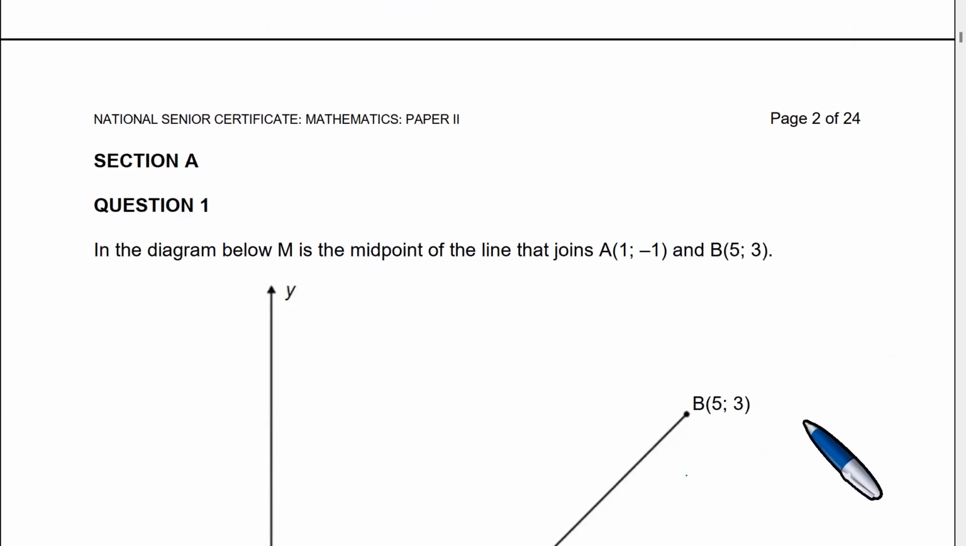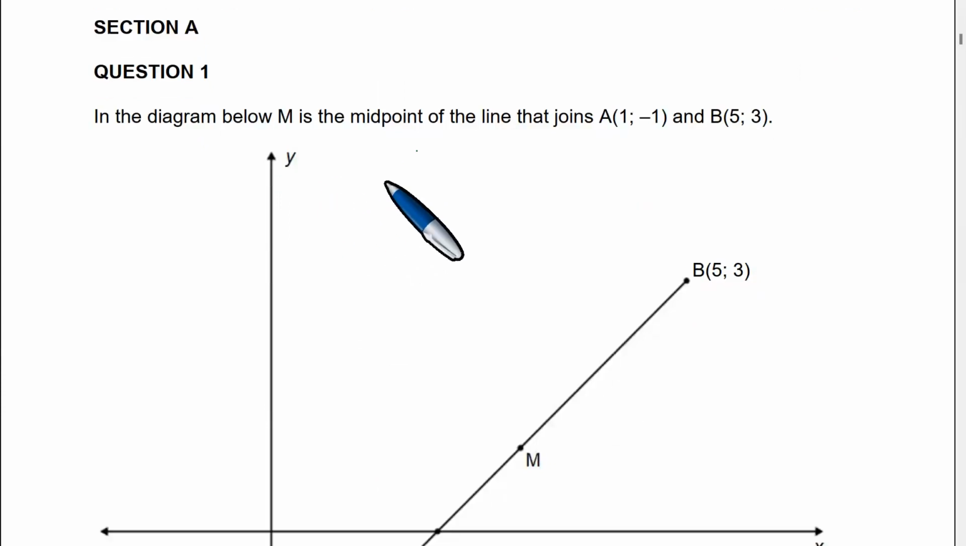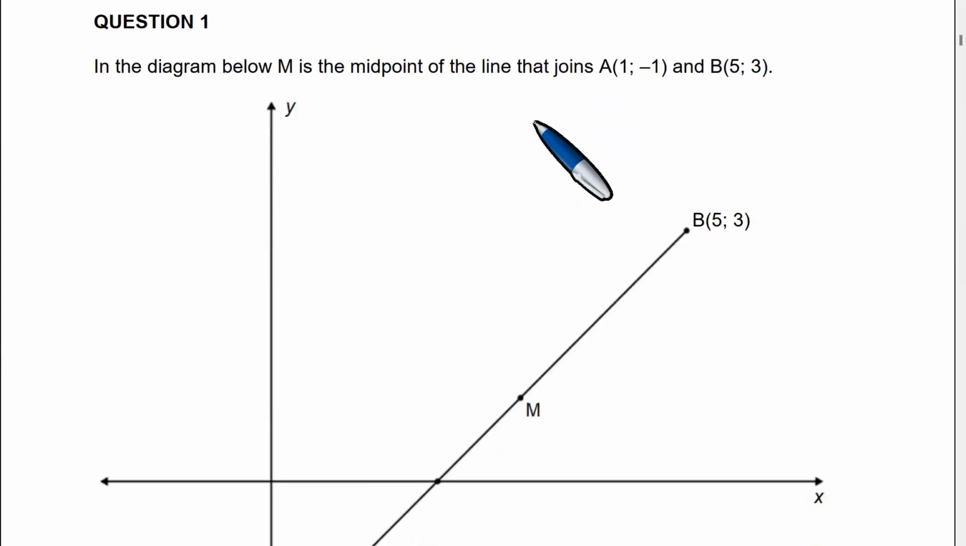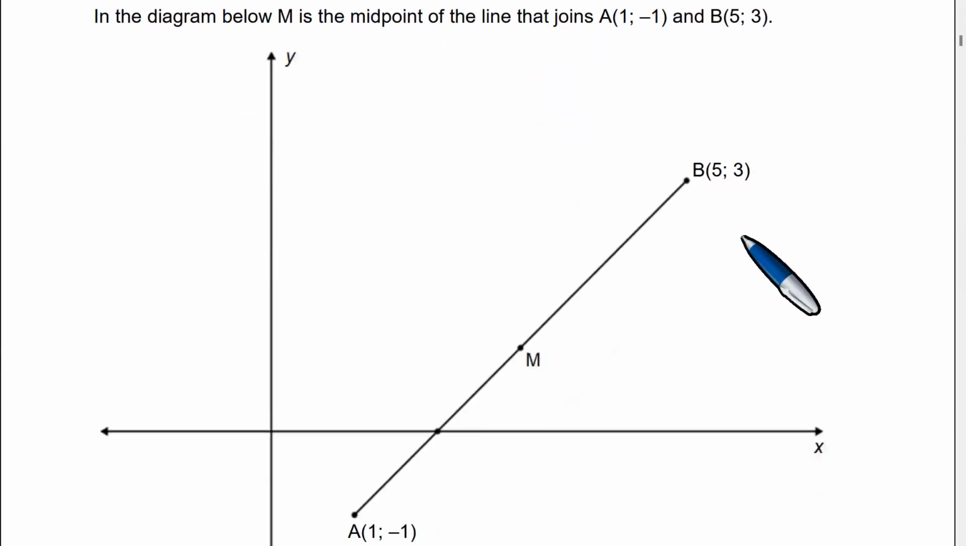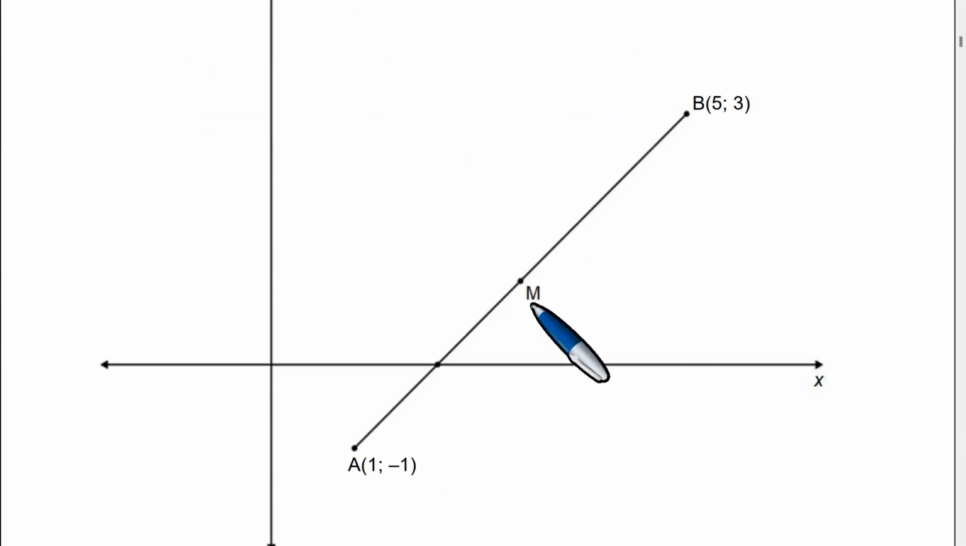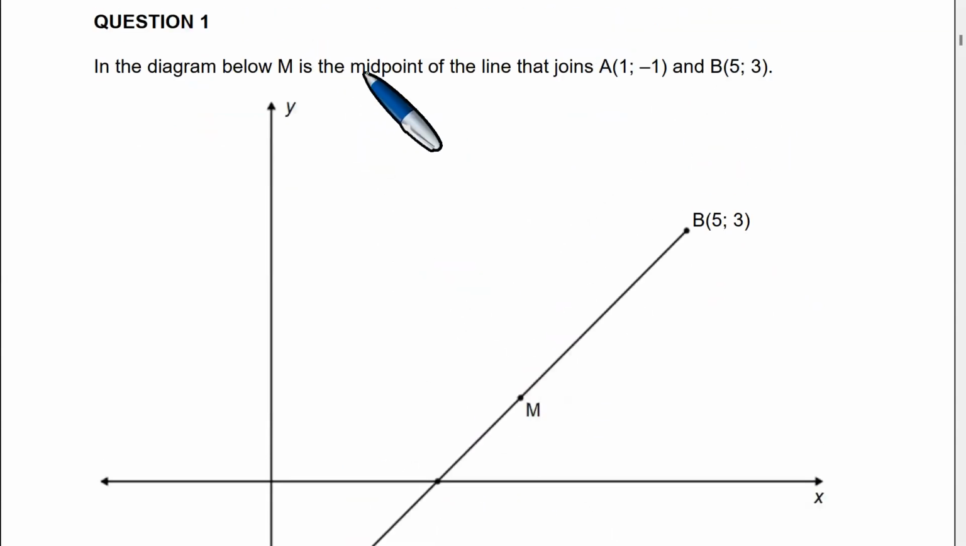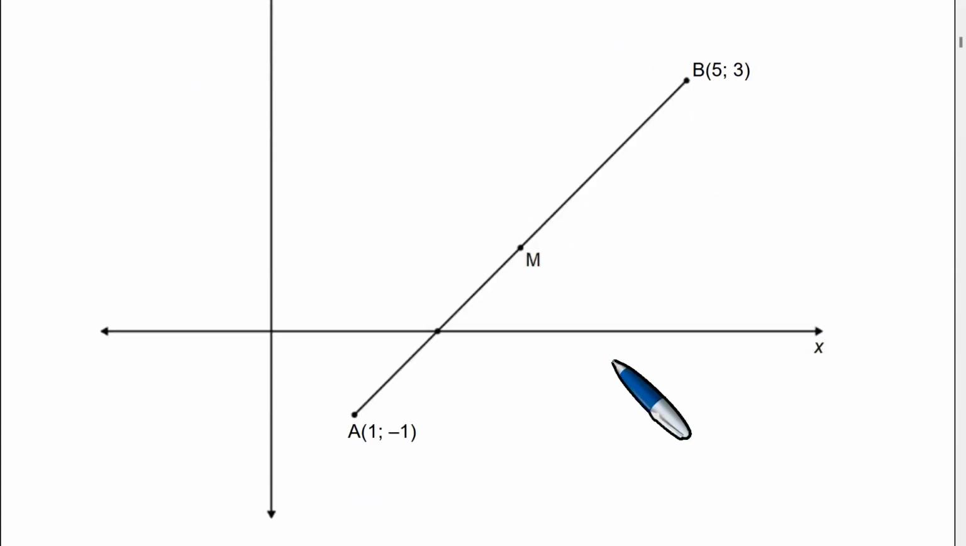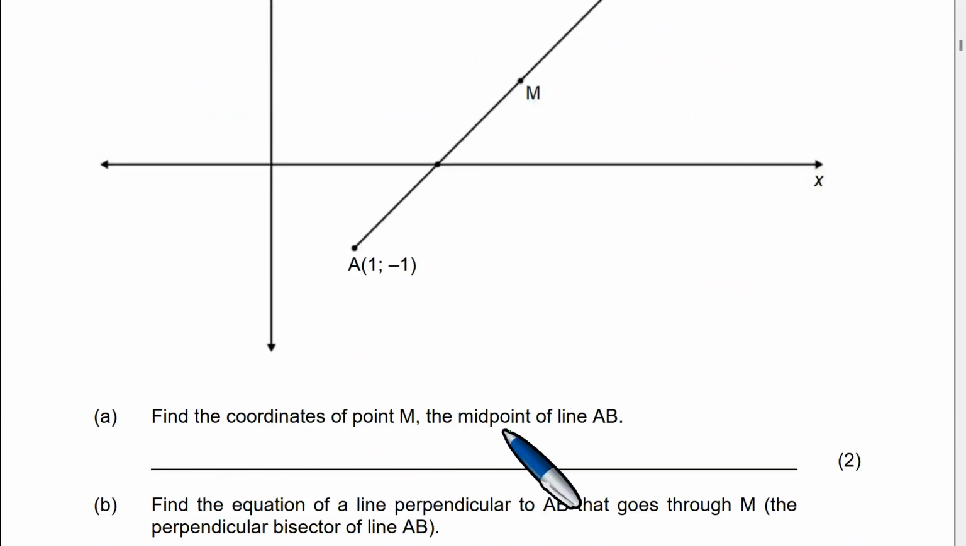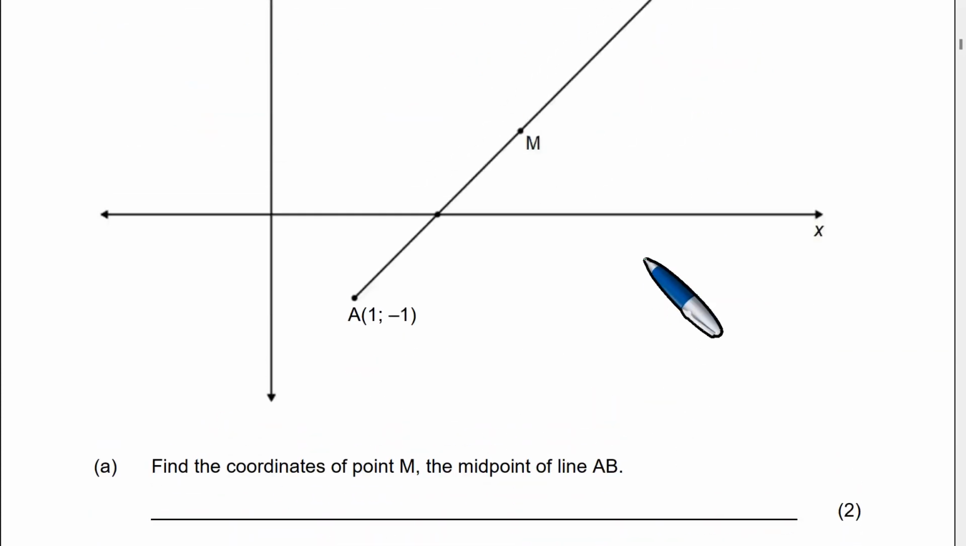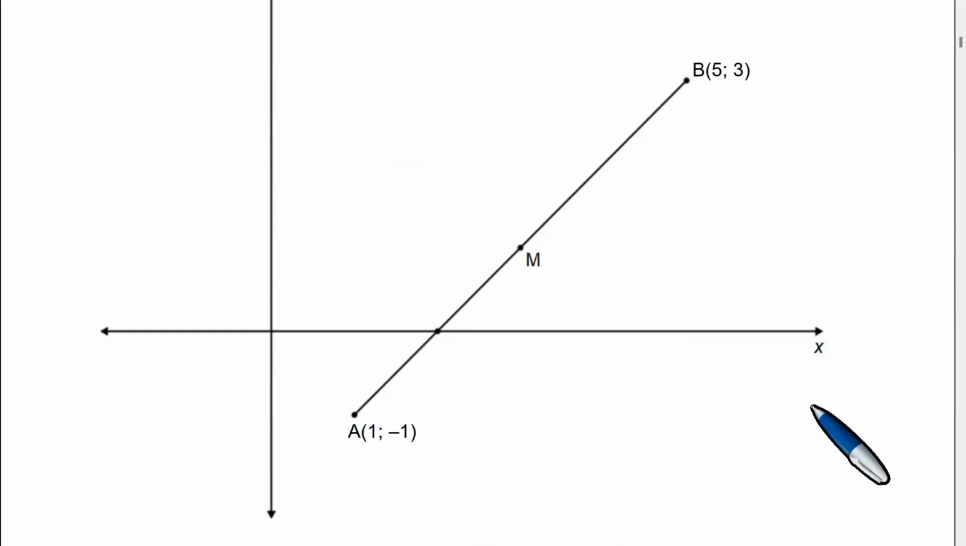So what we have is that in the diagram below, M is a point on the line that joins A and B. Here is M. M is a point, but it is the midpoint. Find the coordinates of point M there. So how do we find the coordinates of point M?